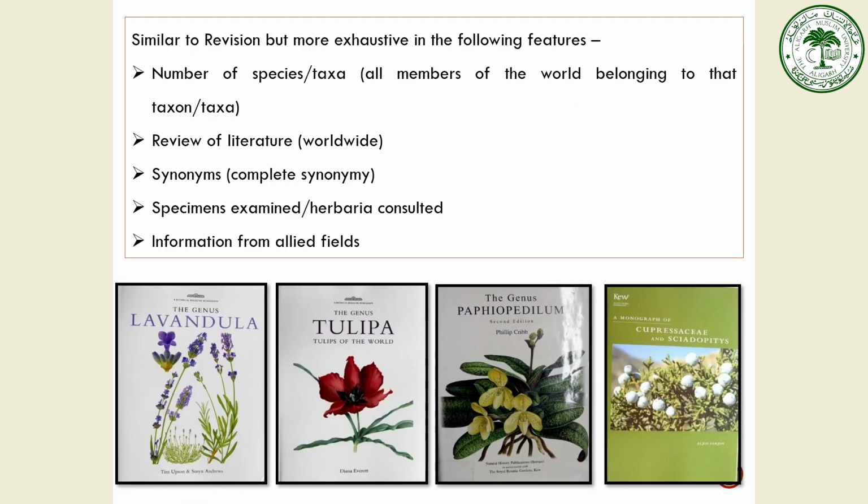Then it is similar to a revision, but more exhaustive in the following features, because the number of species or taxa is more in this particular case. The review of literature is worldwide. The synonyms are complete, specimens are examined, herbaria are consulted, and information from the allied fields is included. And this is a list of some monographs, like Lavandula, the genus Tulipa, the genus Philodendron, then monographs of the Cupressaceae family and Cyperaceae.